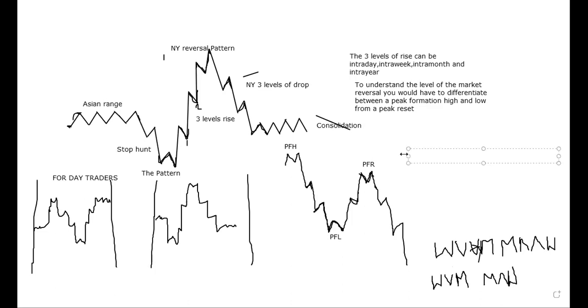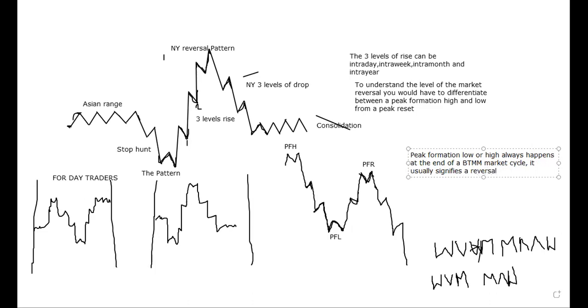Peak formation low or high always happens at the end of a BTMM market cycle. It usually signifies a reversal.